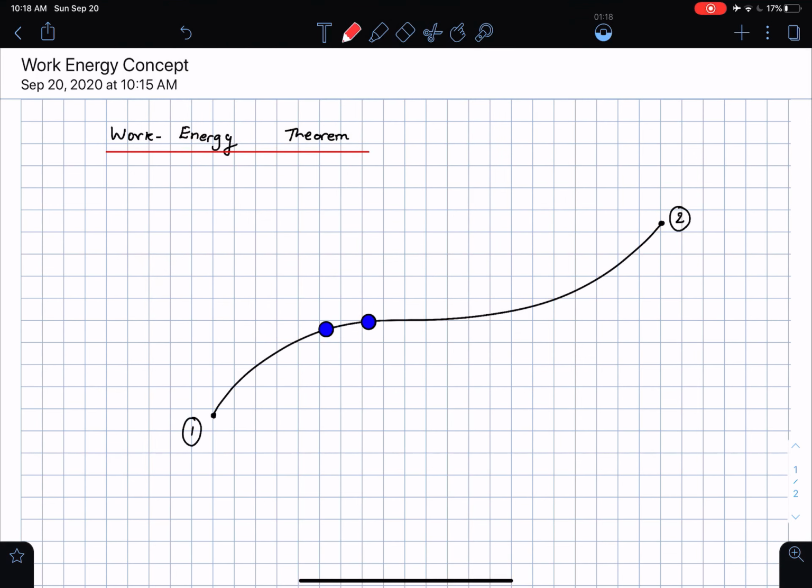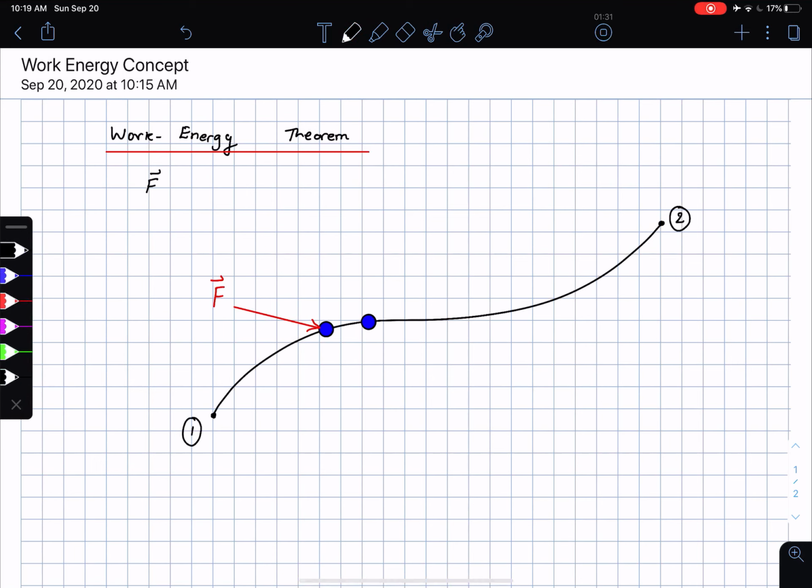Here is the force that is acting on the particle. I'm going to call this the force F, and F is the net external force on the particle. And the particle is traveling along some arbitrary path.